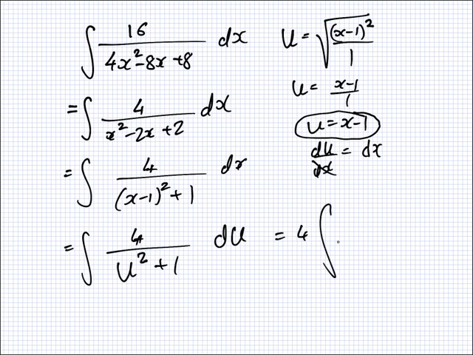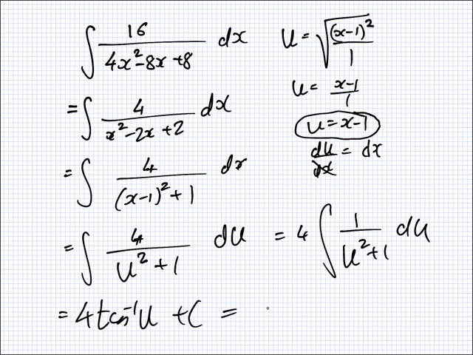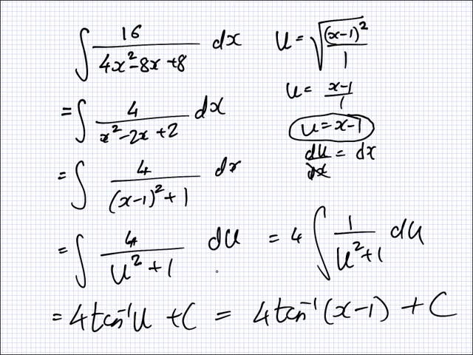Now this is looking familiar, isn't it? Yes, we got tan inverse. So this is 4 tan inverse u plus c. So finally it's 4 tan inverse of x minus 1 plus c. Okay, so that's the answer for that one. Just 1 extra step. Got it? Yeah.